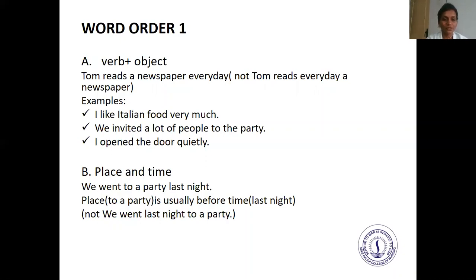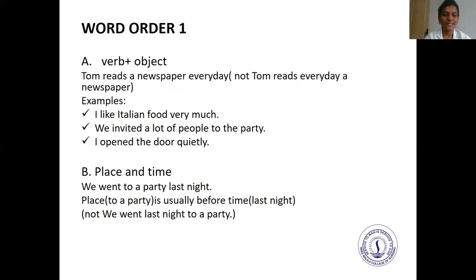And examples. I like Italian food very much. Like is the verb. Italian food is the object. We invited a lot of people to the party. Invited is the verb and a lot of people is the object. I opened the door quietly. Opened is the verb and the door is the object. So this is the word order.